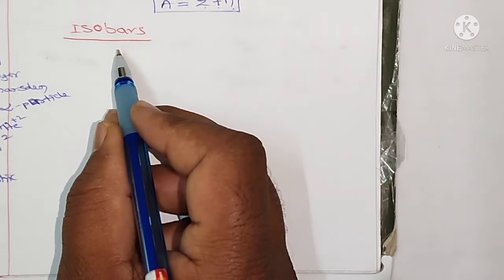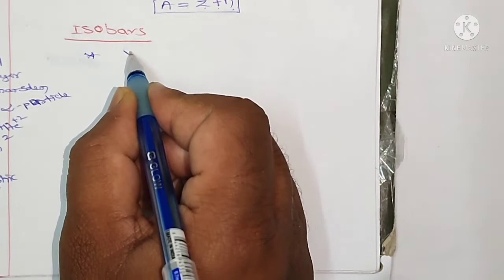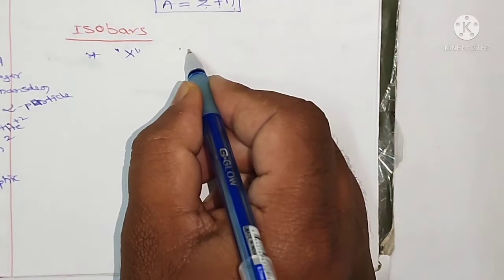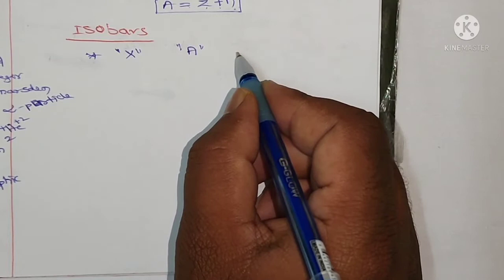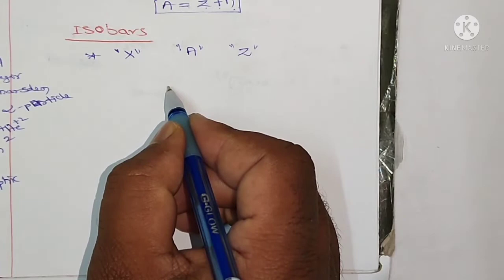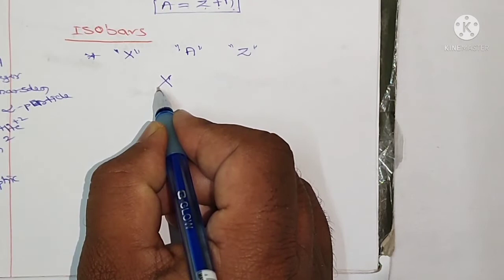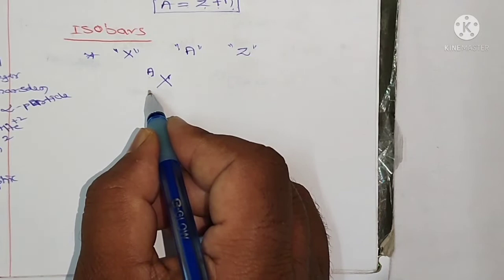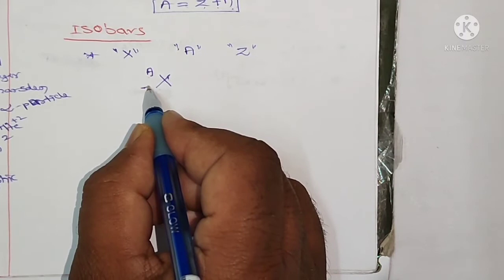Next, isobars. An atom can be represented by the symbol X, and the superscript on the left hand side is the atomic mass, represented by A, and the subscript on the left hand side is the atomic number, represented by Z. Let me take one example. The atom represented by X, with superscript on the left the atomic mass A, and subscript on the left the atomic number Z.